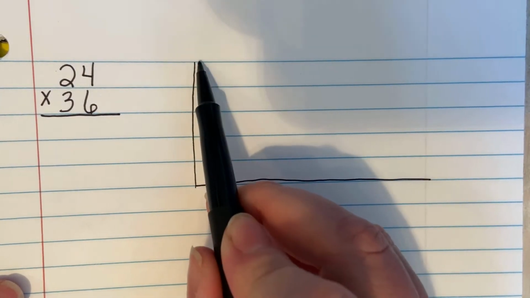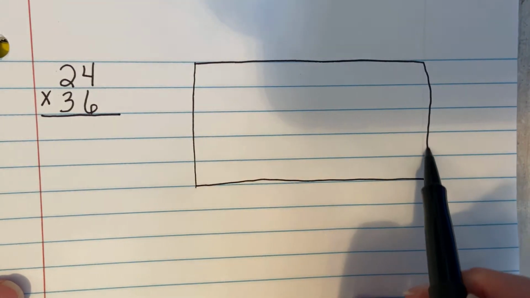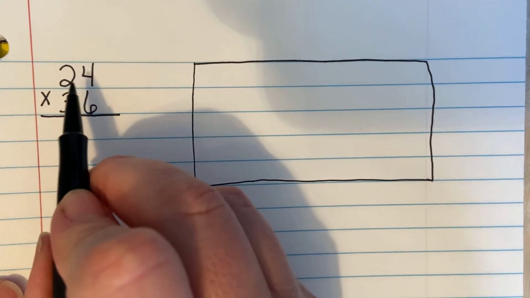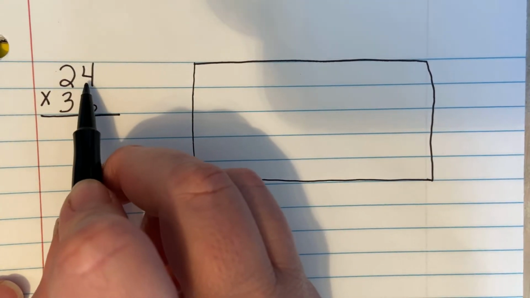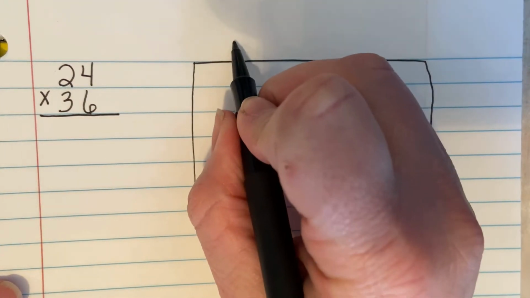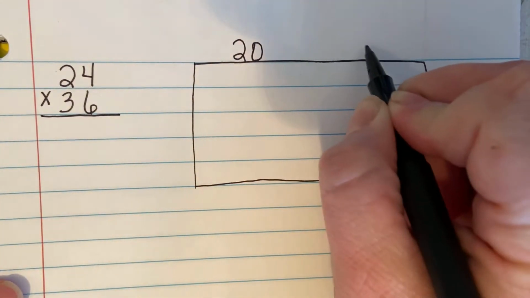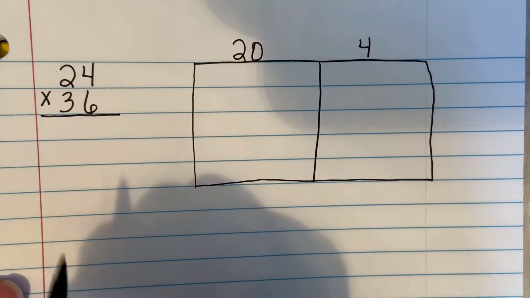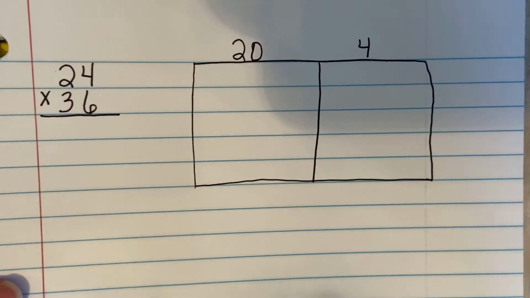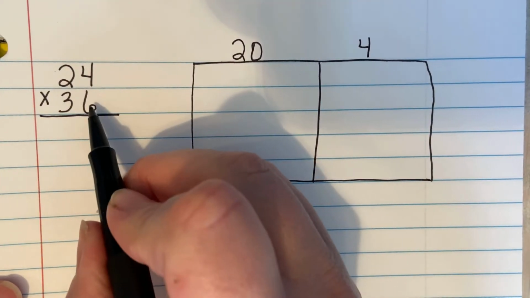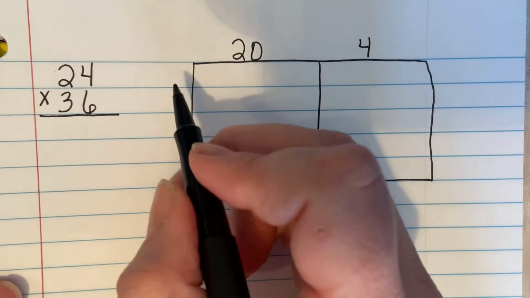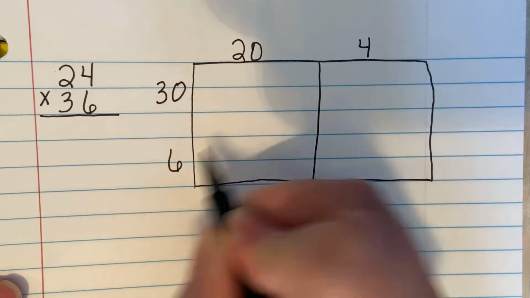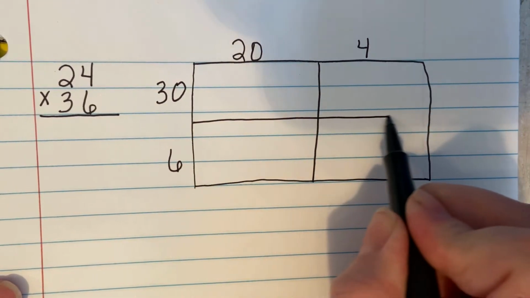Now, before we did this, we learned about perimeter and area. And we also talked about expanded form. So I'm going to expand my 24 into 20 and 4. So I have broke that apart into each place value. Now, on 36, I'm going to do the same thing coming down this side. So this is going to be 30, and this is going to be 6. I'm going to split those two.